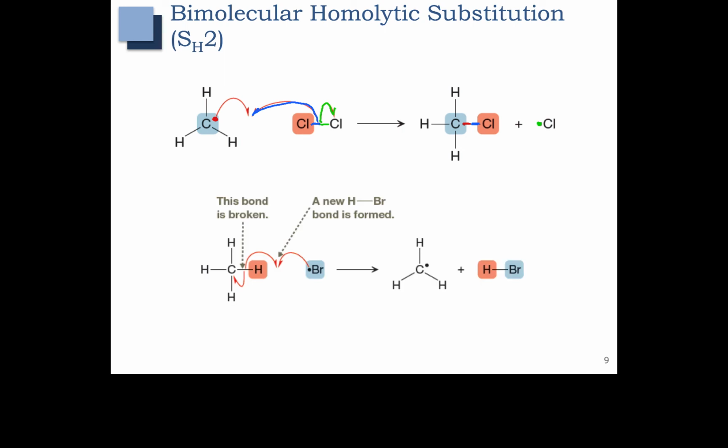Here's another example of a bimolecular homolytic substitution, or an SH2 reaction. In this case, our radical is coming from a bromine. The bromine radical becomes half of the hydrogen-bromine bond. The other half of that hydrogen-bromine bond comes from the carbon-hydrogen bond. And the radical on the carbon comes from the carbon-hydrogen bond. This particular type of SH2 reaction is also referred to as a hydrogen atom abstraction because we are abstracting a hydrogen from a non-radical species. The hydrogen in this case becomes part of the HBr shown over here on the right.